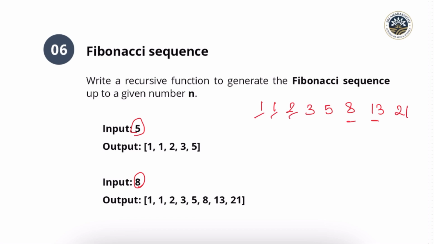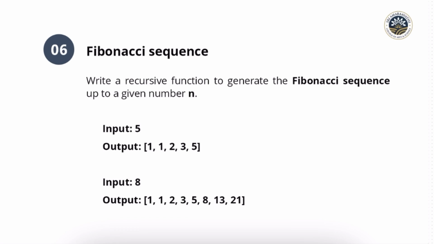1, 2, 3, 4, 5, 6, 7, 8. You just need to print all these elements. So this is the output for the Fibonacci sequence. Hope you all understood. Okay. We can start programming. How to start programming for this?